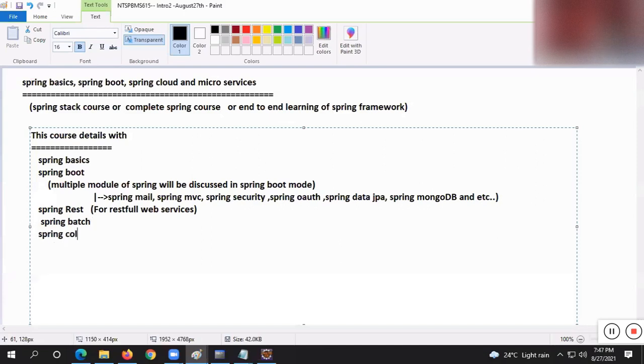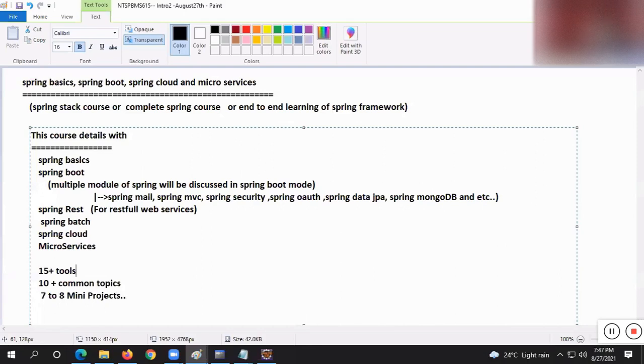Okay, you'll be studying Spring Cloud. You'll be studying Spring Microservices. And 15 plus tools and 10 plus common topics. Next, 7 to 8 mini projects. This is what we are going to learn.